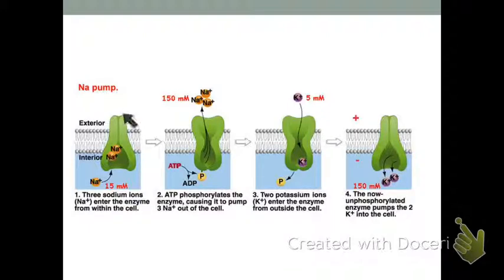Now, these have charges. So essentially, we pumped 3 positive charges out, but only pumped 2 positive charges back in. What does that do to the 2 different sides of the membrane if we keep going with this 3 out, 2 in, 3 out, 2 in scenario? What starts to happen to the outside and inside of the cell? Kevin? The inside becomes negatively charged. In comparison to the outside, it's negative.